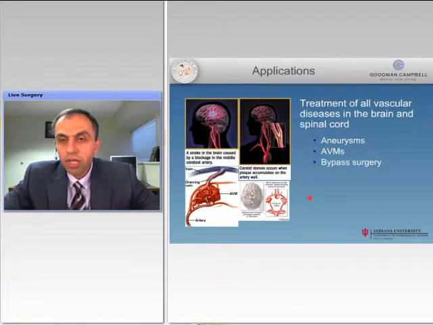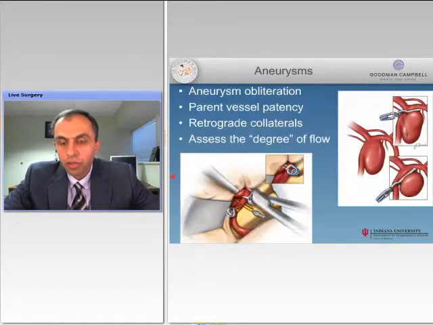So what are the applications? Well, treatment of vascular disease of the brain and spinal cord, where we need to see the vessels very well, such as aneurysms, AVMs, and revascularization surgery. So what about aneurysms? If the aneurysm is clipped, we want to make sure the aneurysm is obliterated so there is no dye that goes into it. So that's one mechanism for aneurysms.